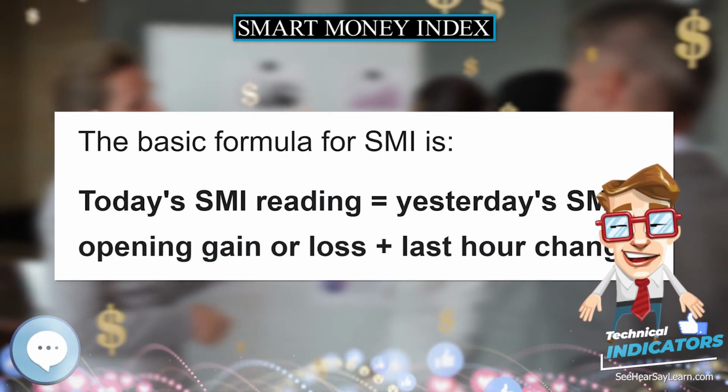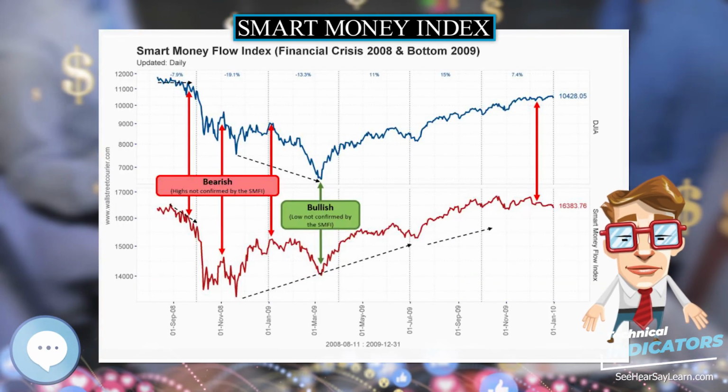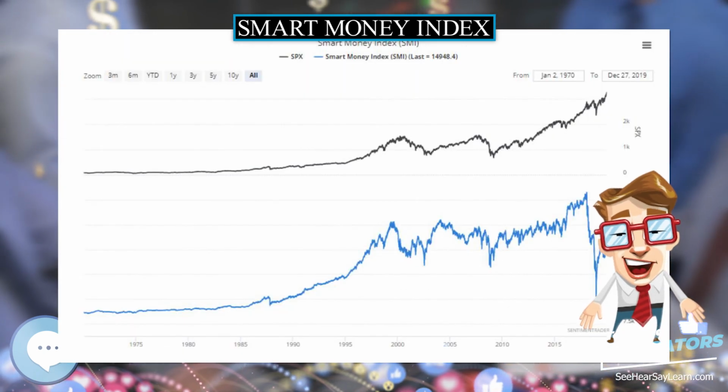A rapidly falling SMI during a bullish market means that smart money is selling and that the market is to revert to a downtrend soon. The SMI is, therefore, a trend-based indicator.